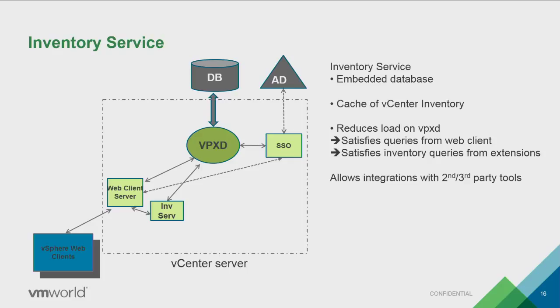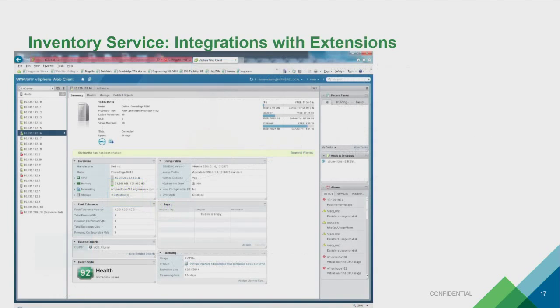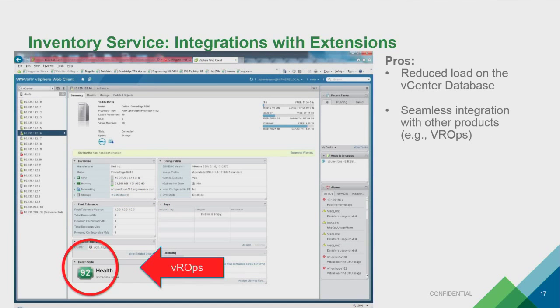Now, by putting a little bit of data inside this inventory service, it allows different extensions to automatically show up in our web client. So it's a good way to allow second and third party integration. To give you a simple example, VROps puts a little bit of information in the inventory service, and as a result, this automatically shows up on the web client page. So this is one advantage that having something like an inventory service helps us do. It's a slightly easier integration point.